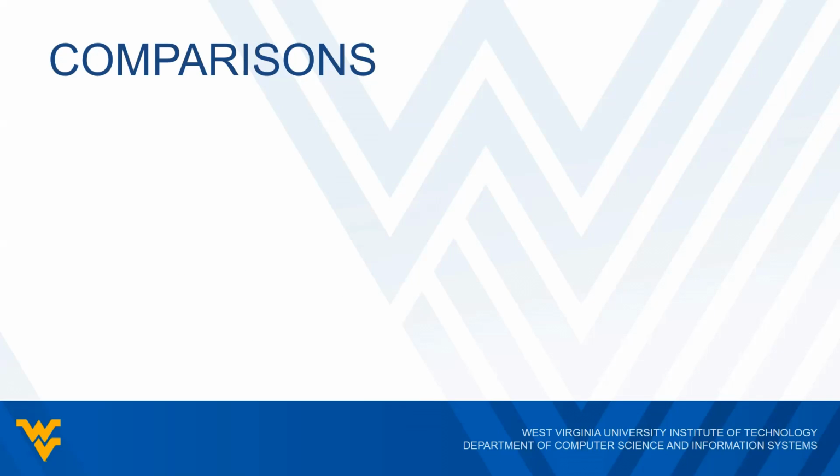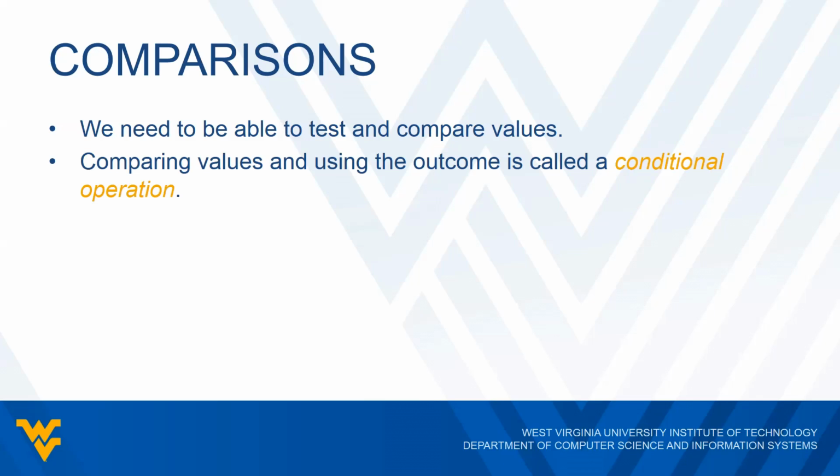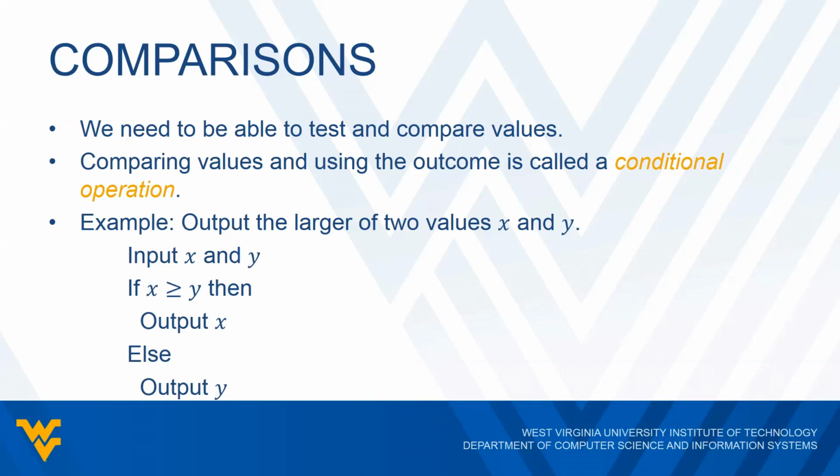Another important algorithmic operation involves testing and comparing values. The comparison of values and the subsequent use of the outcome to decide what to do next are termed a conditional operation. So let's take a look at an example of this where we have a conditional that outputs the larger of two values x and y. Here's how we can express it as an algorithm. We would input the value of x and the value of y. If x is greater than or equal to y, then we'll output x, otherwise we'll output y.